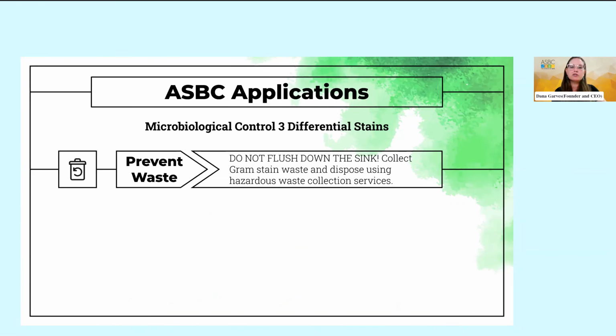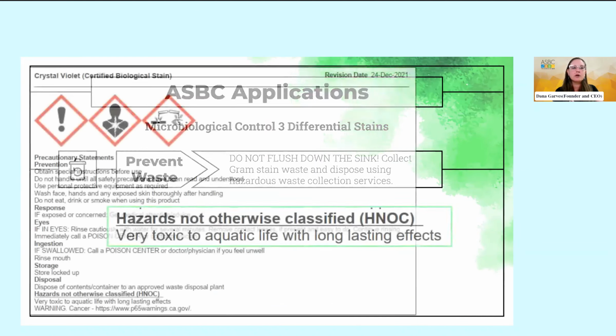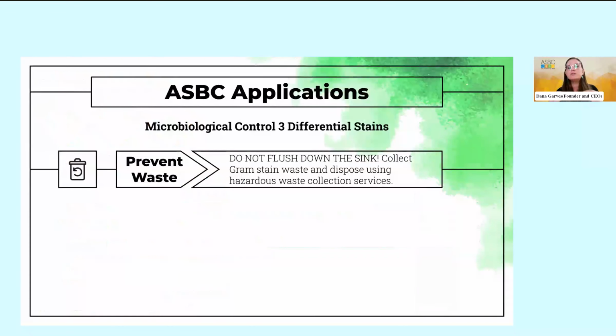Looking at microbiological control 3, differential stains or gram staining. I get kind of irritated that ASBC still recommends using tap water to rinse your crystal violet. However, crystal violet is very toxic to plant and animal life with long-lasting effects. So I implore you to please do not flush your gram stain waste down the drain. You need to collect it in the same way you collect your octane waste and dispose of it using collection services.